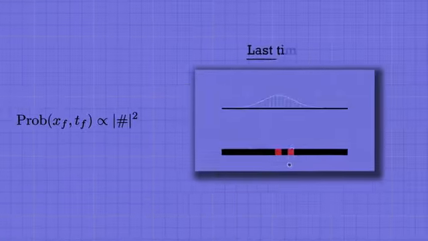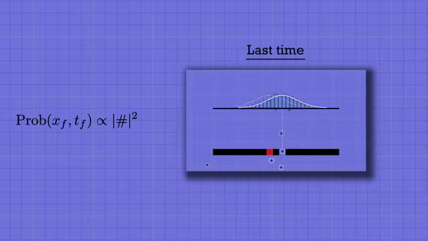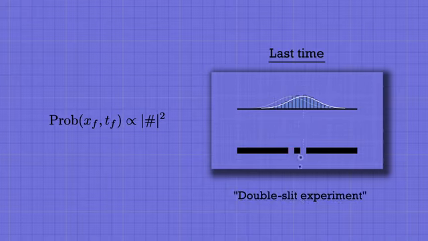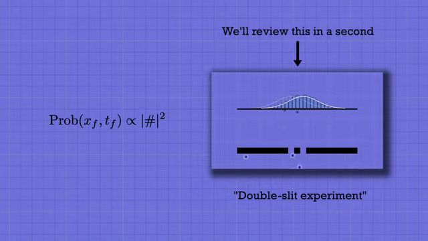If you saw my last video, you got an idea of how that comes about by looking at a famous quantum experiment called the double slit experiment. I'll put up a link to that if you haven't seen it yet, and I'll also review the key takeaways we'll need from that video in just a minute.